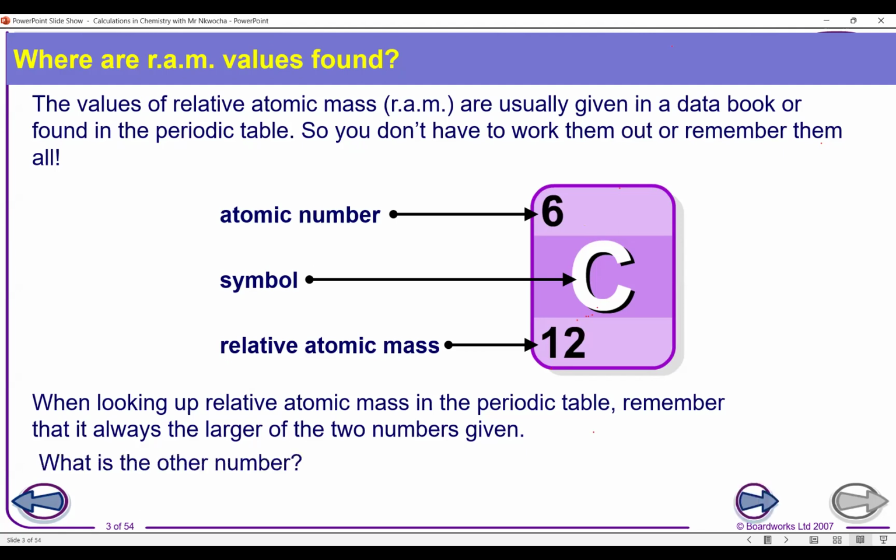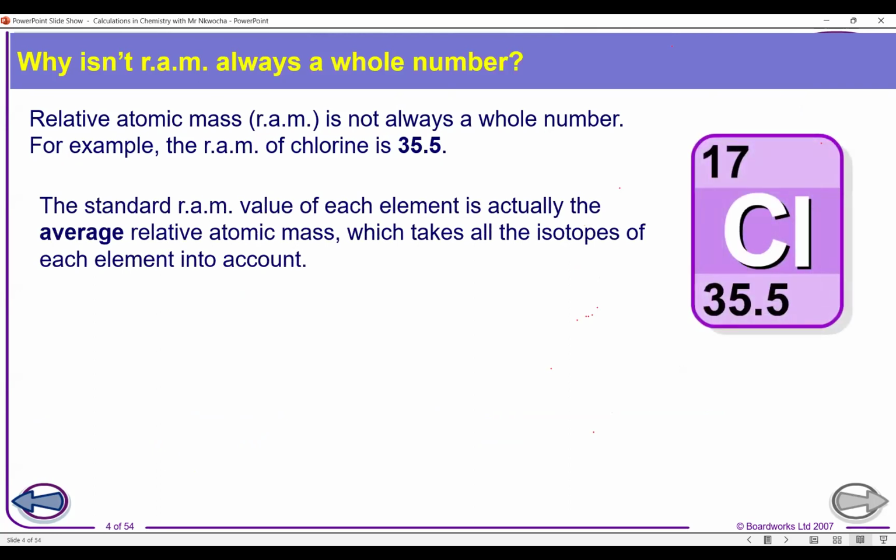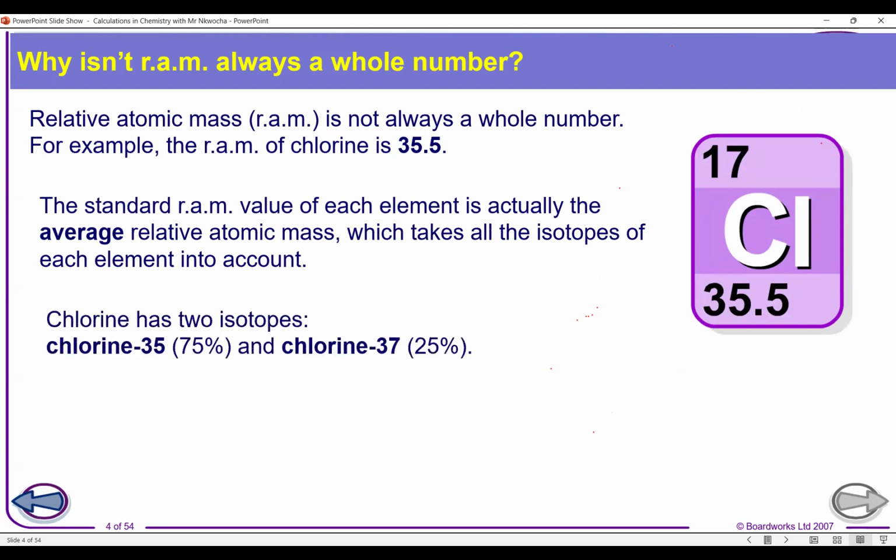Let's say, for example, the relative atomic mass of chlorine is 35.5. How do we get this 35.5? It's very simple. Usually chlorine has two isotopes, chlorine 35 and chlorine 37. How do we write these isotopes? Maybe you've seen your teacher write 35 before, and then another one, chlorine 37.